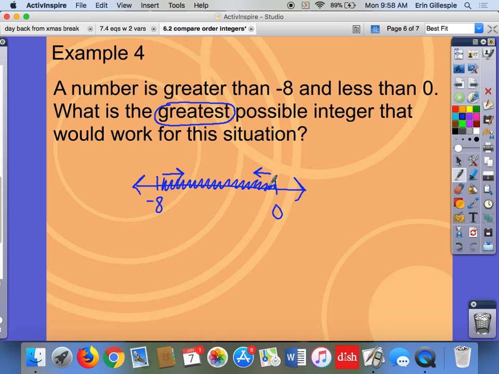Out of all these possible answers, what's the greatest integer that would fall in that range that we just shaded in there? Integer means, remember, positive numbers and their opposites, right? So 1 and -1, 2 and -2, 3 and -3, and so on, and 0, of course. So the greatest possible integer that's less than 0 and greater than -8 is -1. So hopefully that's what you said your answer is.